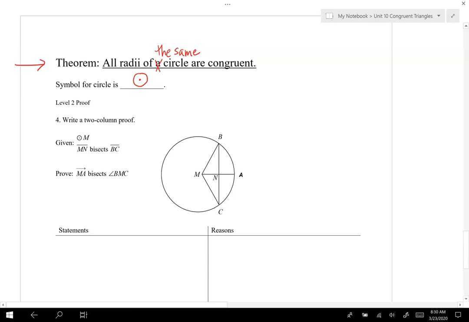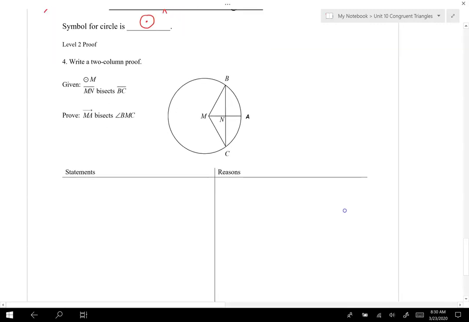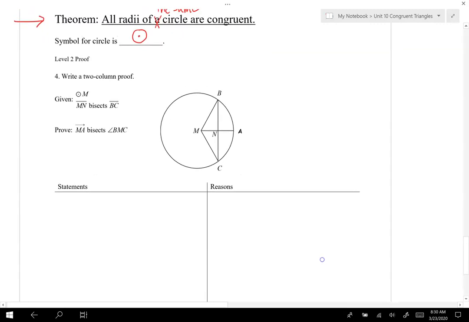And here we are with another level 2 proof. And it looks like, based on what's being proven here, we need to figure out which 2 triangles to prove congruent first. And so let's mark up the diagram. So if I'm given a circle, then I know the radii are congruent. So remember, radii start from the center and go to the circumference of the circle.